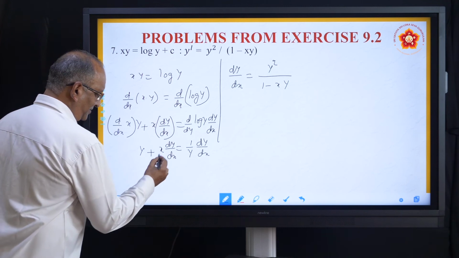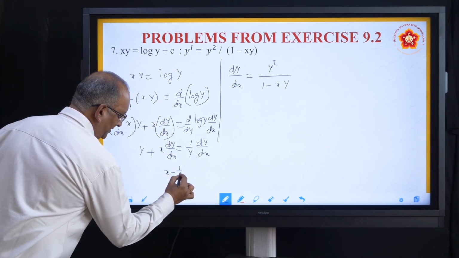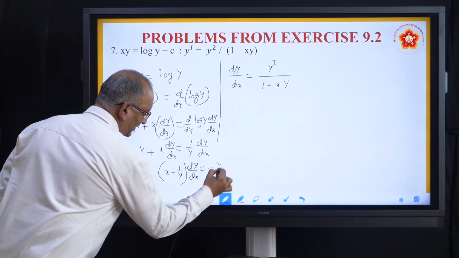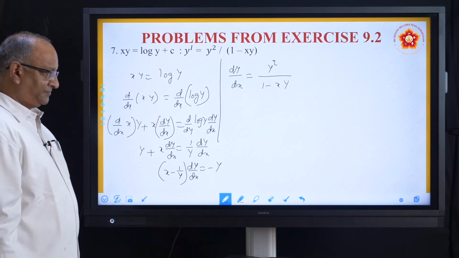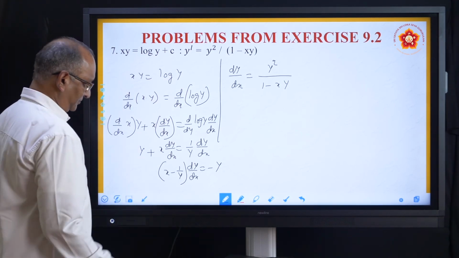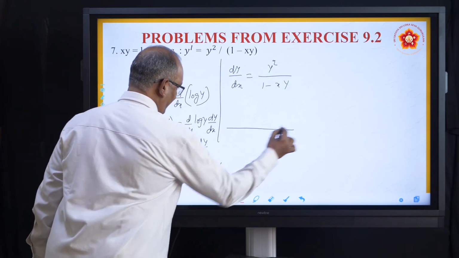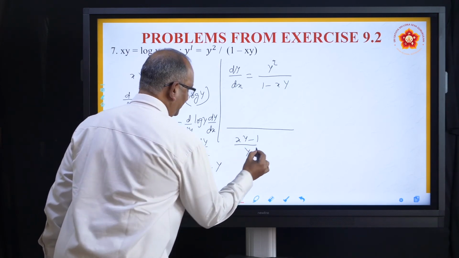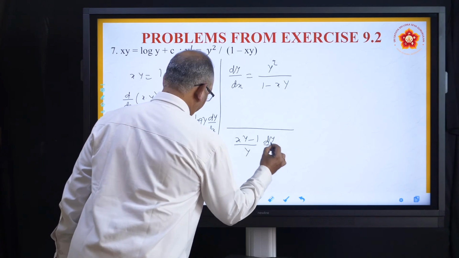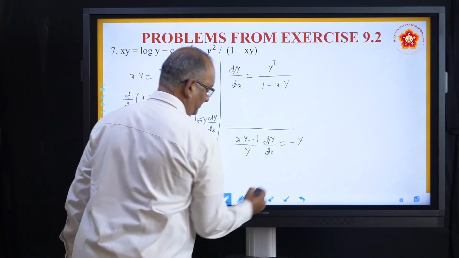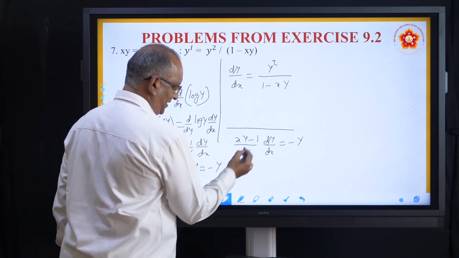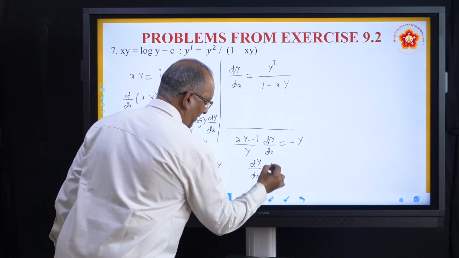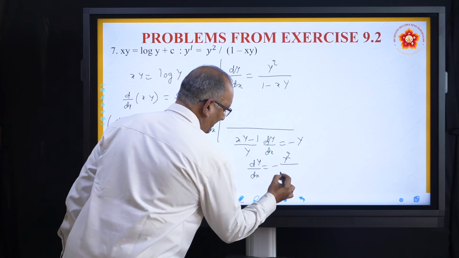So if you try to collect it, you can say it is (x minus 1 by y) dy by dx equal to minus y. This y can be taken that side. Simplify this. So what will you get? You will get (xy minus 1) by y dy by dx equal to minus y. Keep dy by dx, shift this to that side. y into y will become y square, minus y square upon xy minus 1.